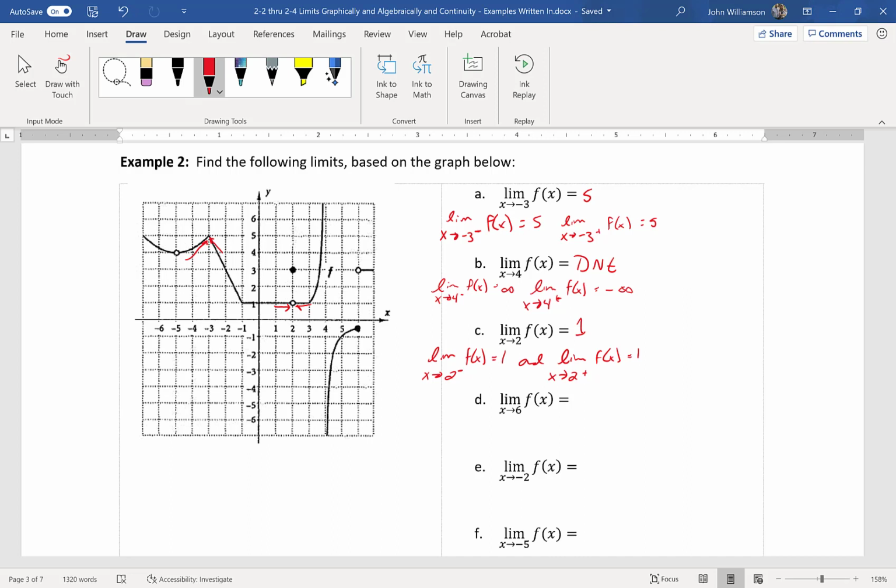Alright, so now let's try the limit as x is approaching 6 of f of x. So the limit as x is approaching 6 from the left of the function. So as we come into 6 from the left, notice we're coming into probably about negative 1/2. And then the limit as x is approaching 6 from the right, we're coming into 3. So negative 1/2 does not equal 3. The limit does not exist. Notice, looking at it graphically, we have a jump going on here.